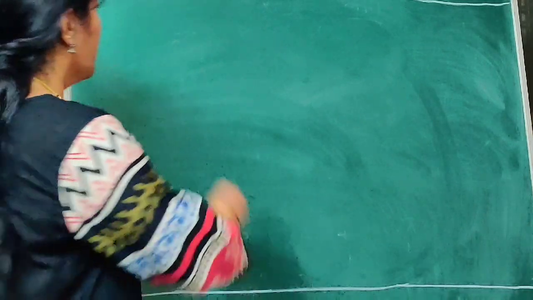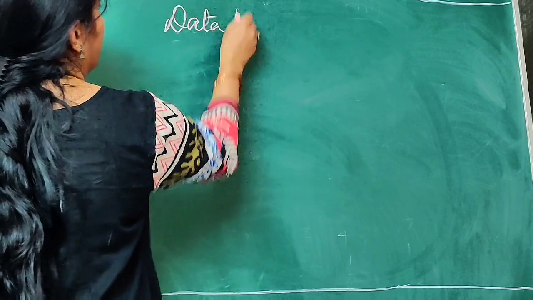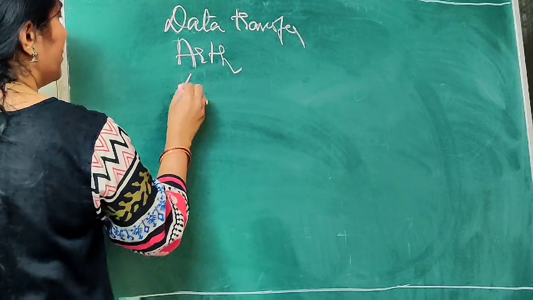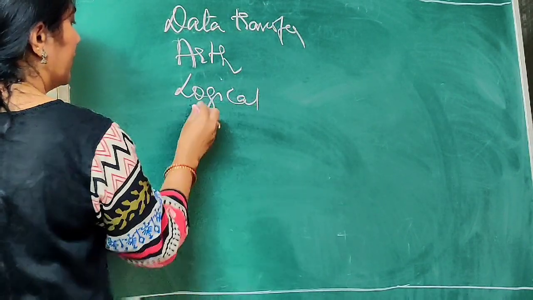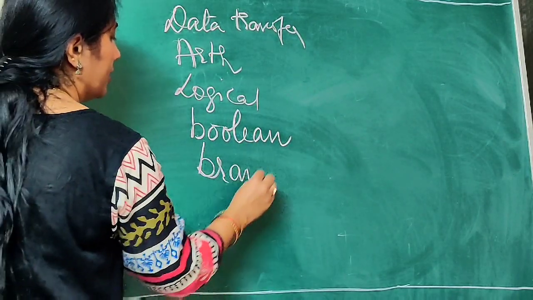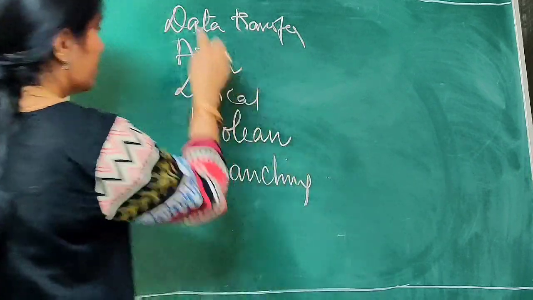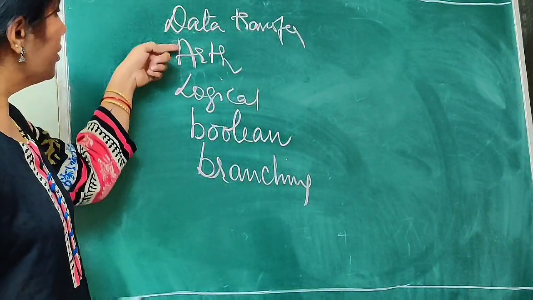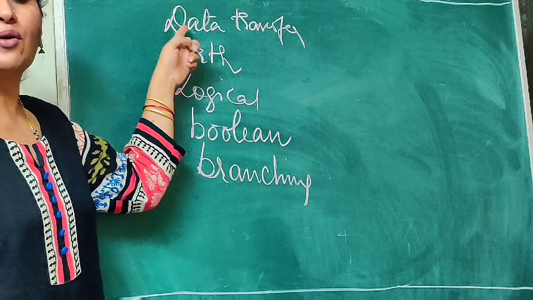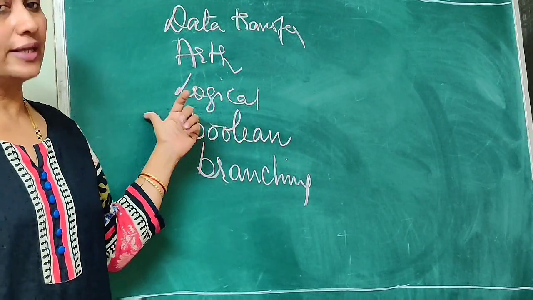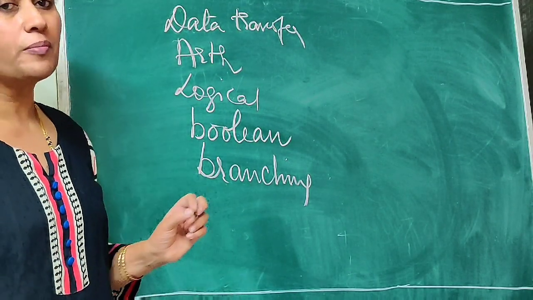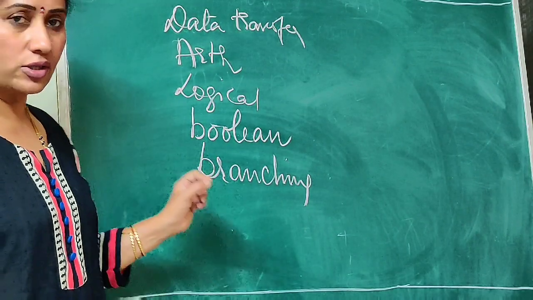That is, it may be data transfer, it can be arithmetic, it can be logical, Boolean instructions, or it can be branching instructions. As the name itself is saying, they tell the function performed by those particular instructions. The data transfer instructions are going to transfer the data from the source to the destination. It's not going to perform any arithmetical or logical operation.